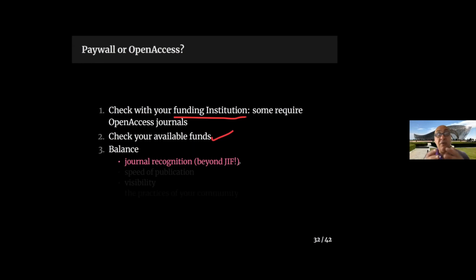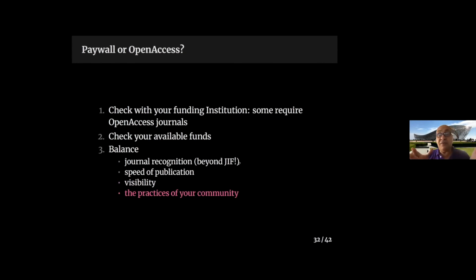It's a good idea to look for a balance between journal recognition, journal impact factor, article influence score, speed of publication. Sometimes you need to publish fast. So check what's the mean time, the median time until first decision, until final decision. Check for visibility. Is this journal part of the usual conversations of your scientific community? Do your colleagues mention papers published on the journal? And the practices of your community. Everything boils down to the practices of your community. I don't have to tell you which are the best journals in our remote sensing community. You all know. If you don't, you should go after this information.